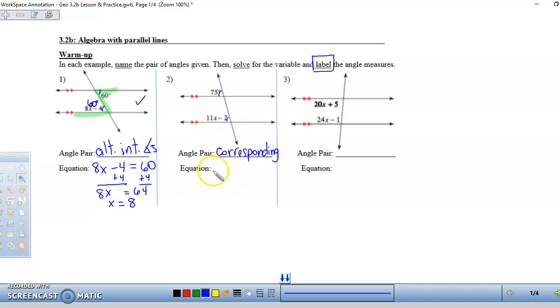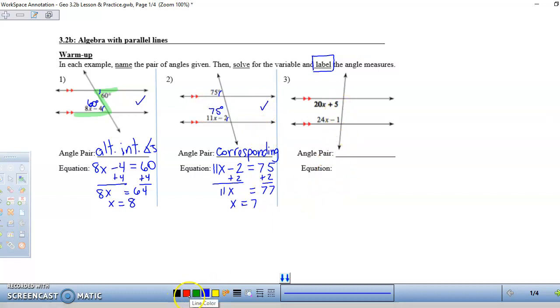So if they are congruent, that means that 11x minus 2 is equal to 75. Solving, add 2 to both sides. 11x equals 77. Divide by 11 and x equals 7. And again, last step, you're going to plug that into the picture to make sure that is true. So 7 times 11 is 77, minus the 2 again is 75 degrees. So that checks out.